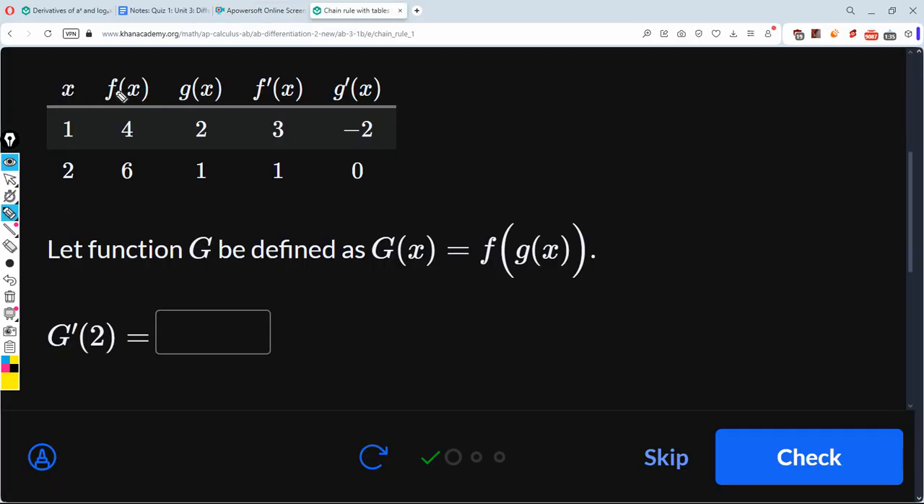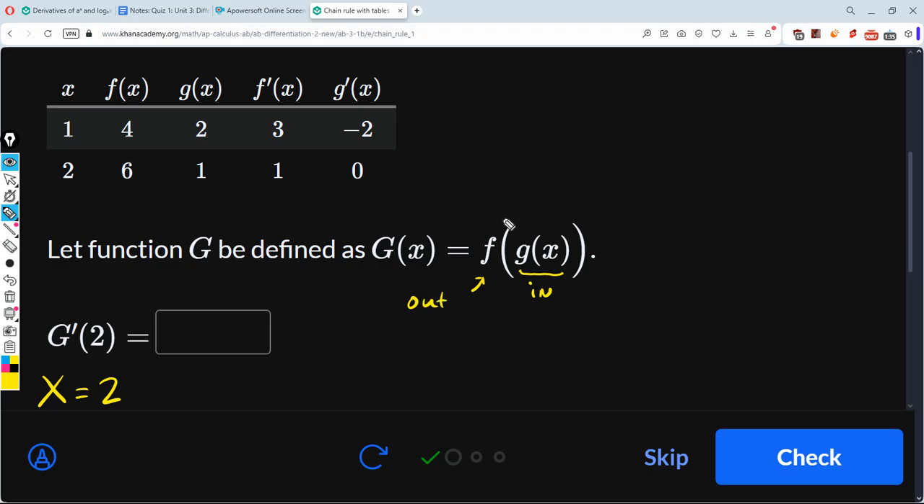As always, we have our table for the functions f and g, and for values of x equals 1 and 2. Capital G is going to be f of g of x. We want to find G prime of 2. In other words, the derivative of this right here at x equals 2. The g function here is going to be the inner, and the f function here is going to be the outer.